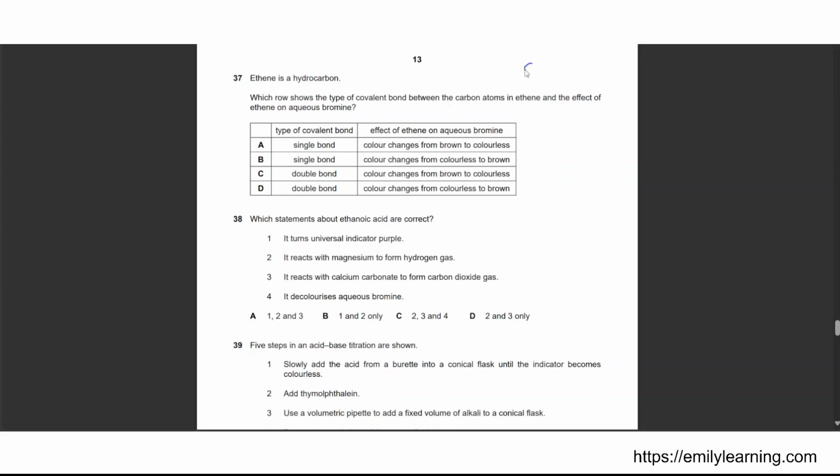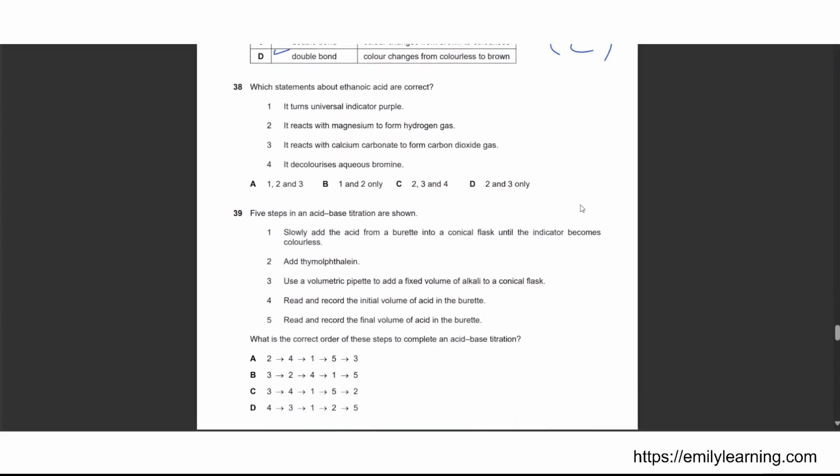So we know that ethene is an alkene, and this is how it looks, right? It has a C=C double bond. Okay, so between the carbon atoms, it is a double bond. So it's either C or D, A and B are out. So when you add aqueous bromine to an alkene, the aqueous bromine turns from brown to colorless. So the answer is C.